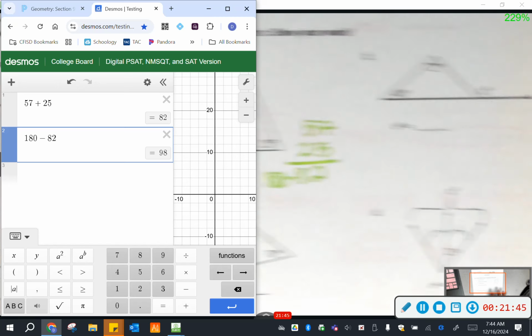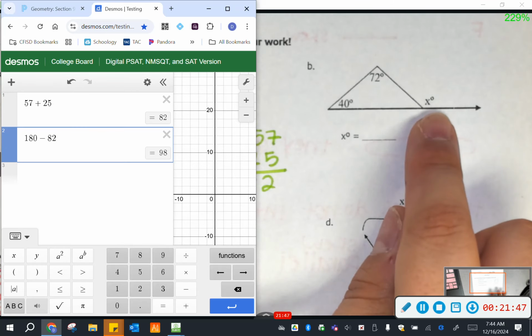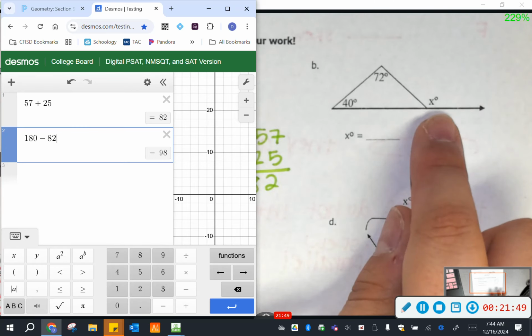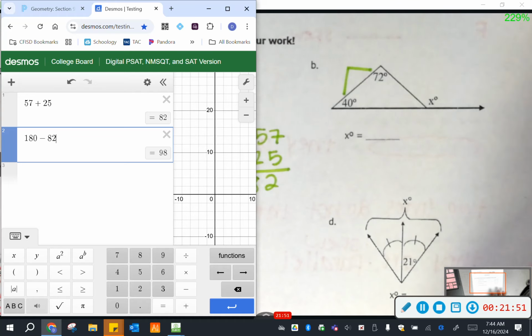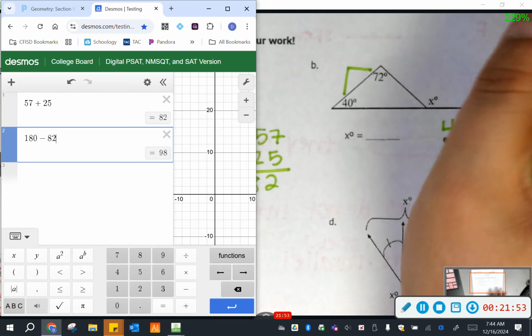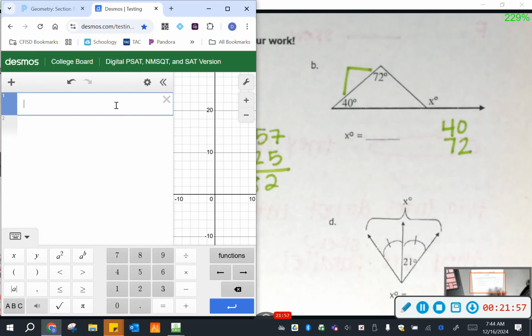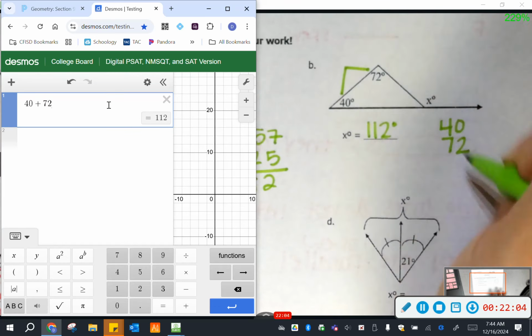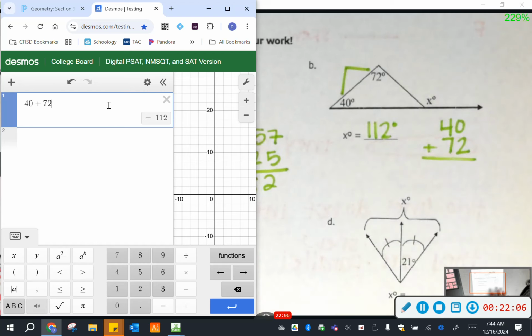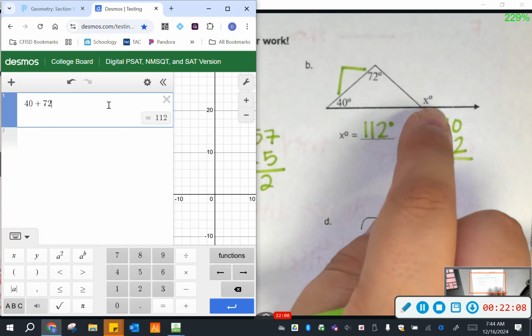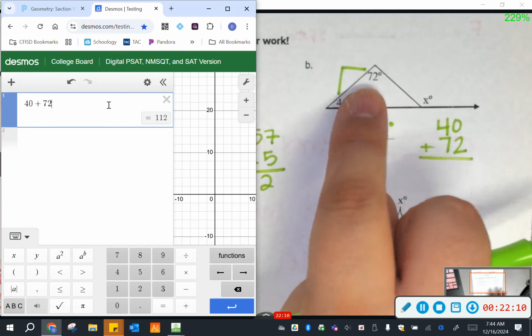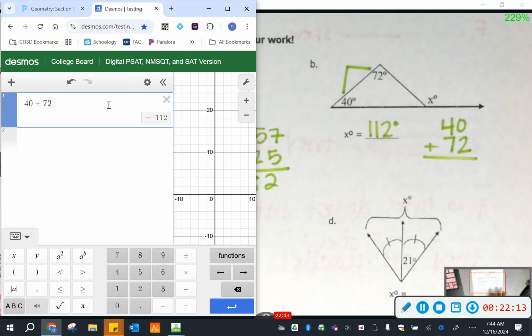All right, this one right here. How can I find x if it's outside like that? Just add those together. What is 40 plus 72? 40 plus 72 is 112 degrees. And that's all you have to do there. That's called the remote exterior angle. It's the angle that's not next to one of those interiors.